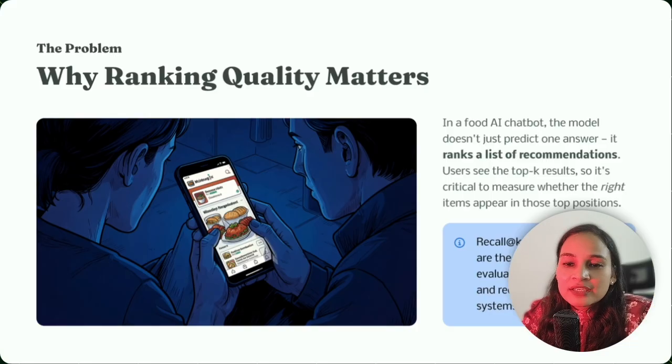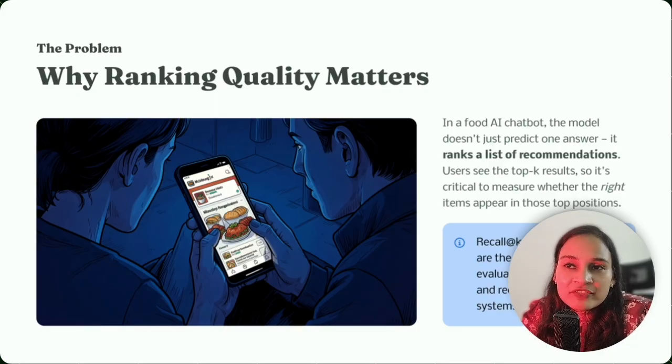So let's begin. Consider an example of a food-based app or a food-based AI chatbot. You ask questions to the chatbot and it responds basis its knowledge, the LLM reasoning, and also the additional knowledge that is provided to it in terms of application context. Recall at K and precision at K are standard metrics for evaluating ranked retrieval and recommendation.